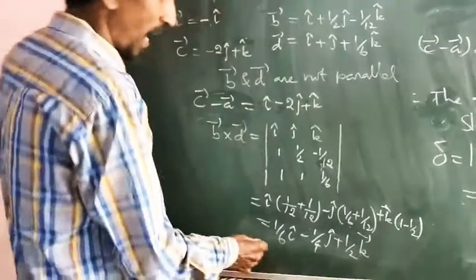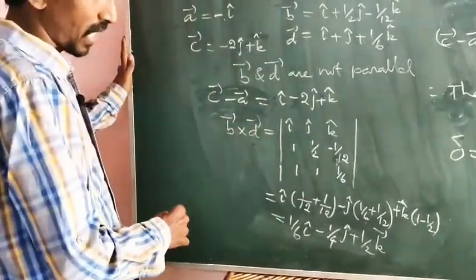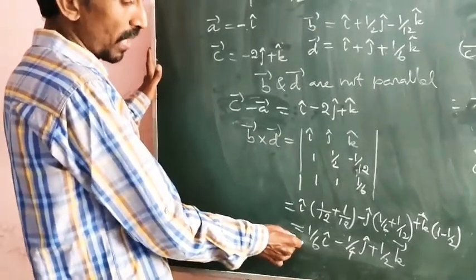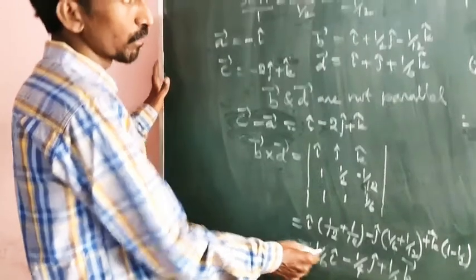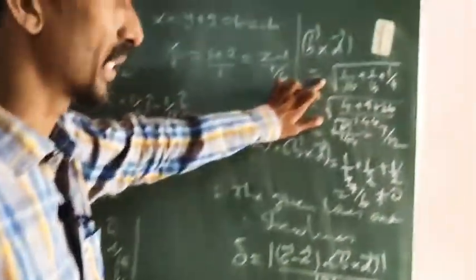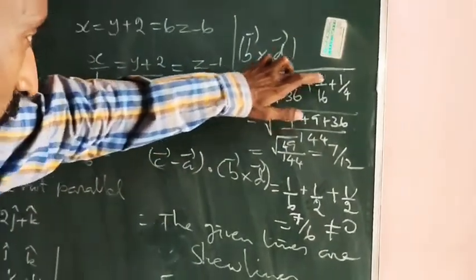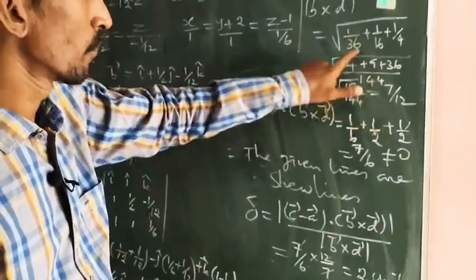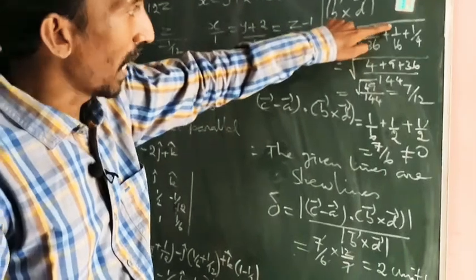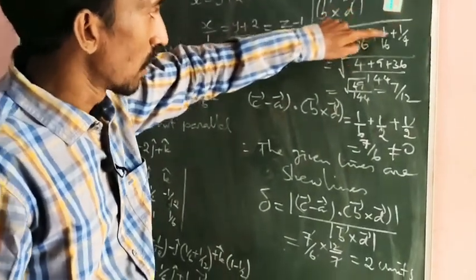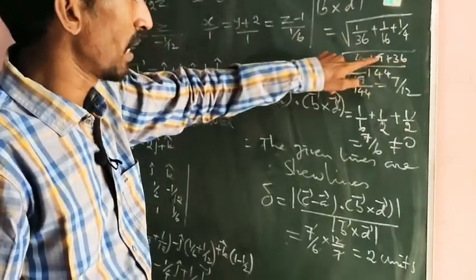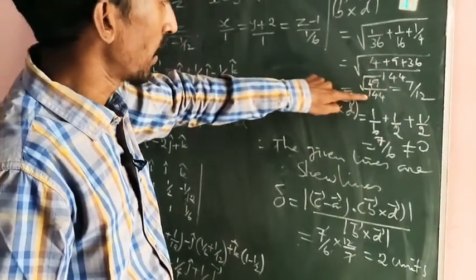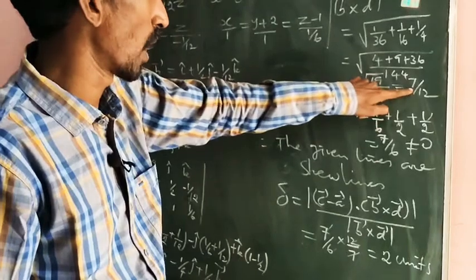Okay. So find out the modulus of b cross d, that is root of 1 by 6 square plus 1 by 4 square plus 1 by 2 square, that is root of 1 by 36 plus 1 by 16 plus 1 by 4. Here take the LCM as 144. So here 4 times, 9 times and 36 times. So 36 plus 9 plus 4, 49 by 144, the square root is 7 by 12.